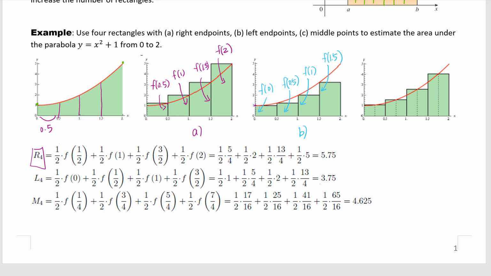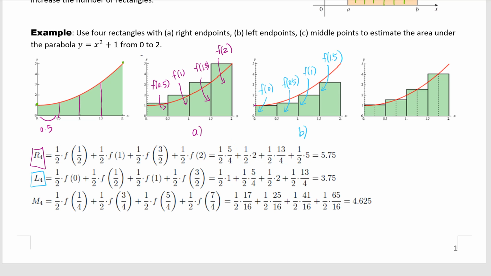So for the left endpoint sum, L4, the first rectangle width is 1/2, height is f of 0. The second rectangle width is still 1/2, the height is f of 0.5. The third rectangle, the width is still 0.5, the height is f of 1. And the fourth one, the width is 0.5 and the height is f of 1.5. Then we plug those numbers into our function. f of 0 is 1, f of 1/2, we already calculated, it's 5/4, and f of 1 is 2. f of 3/2 is 13/4. Then we put those into our calculator and we get 3.75.